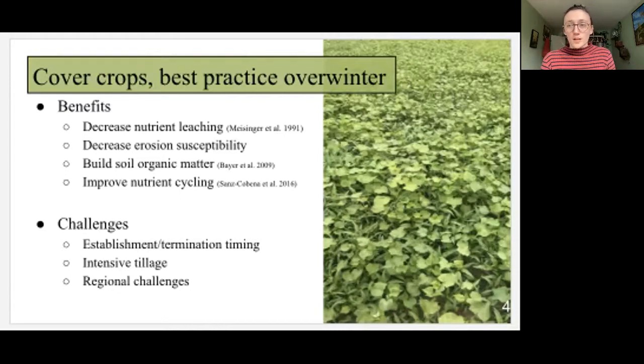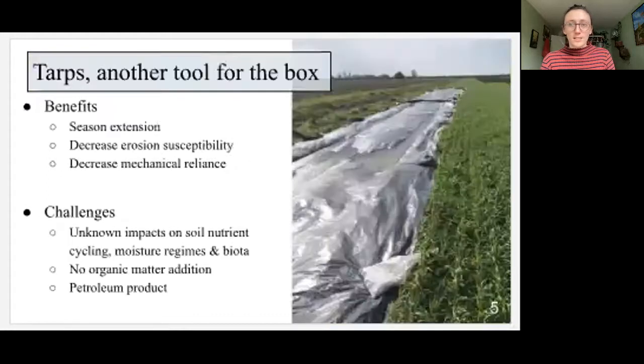producers are starting to use other techniques, one of which is the use of plastic tarps. So this is a silage tarp, and they've been increasing in popularity on vegetable farms over the last couple of years. It's non-permeable plastic, traditionally used in hay production to keep the hay from spoiling. And producers are using these to extend the season.